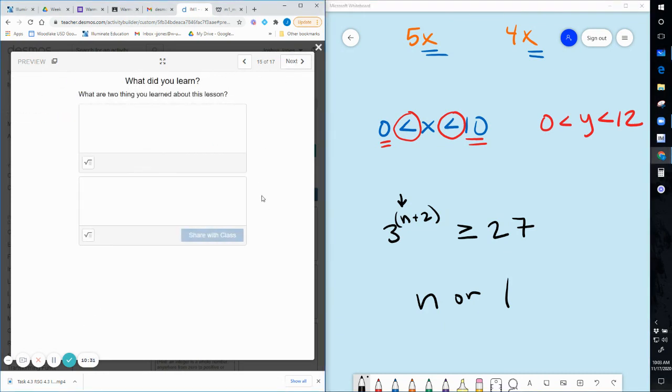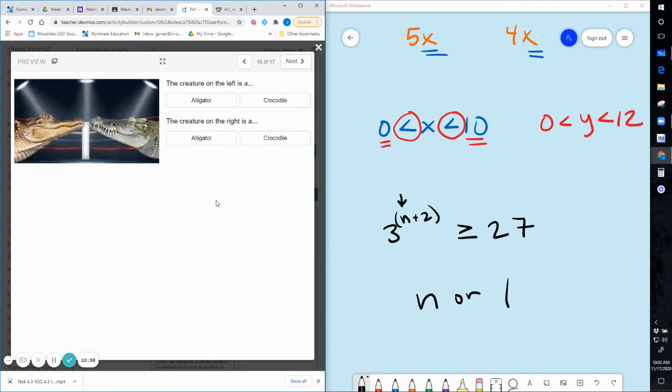And then now I just want you to go and write a couple sentences for this, letting me know 2 things you learned about this lesson. If you plugged in positives and negatives, then you really should have been able to figure out some rules, figure out what happened in certain situations. So go ahead and type that here.